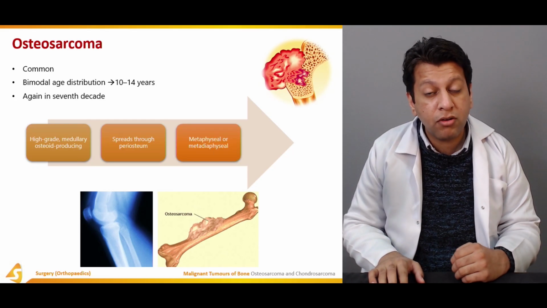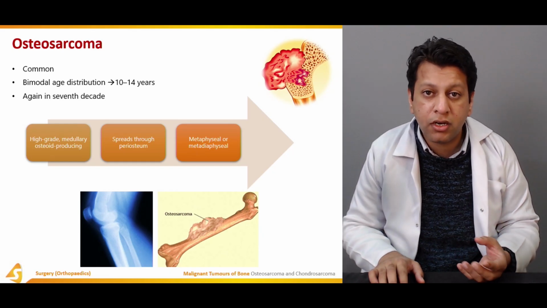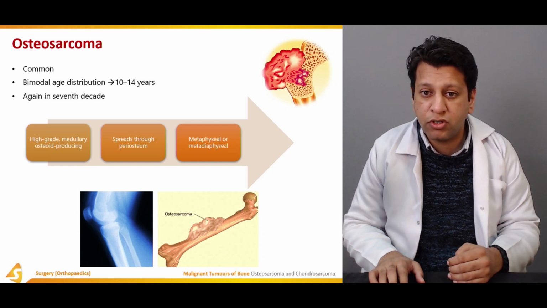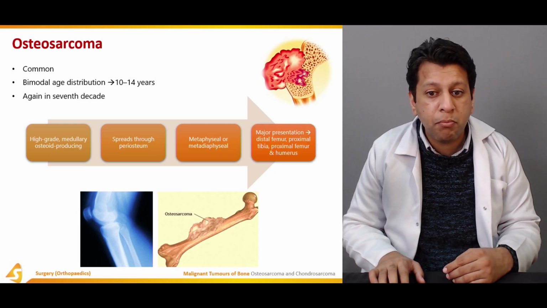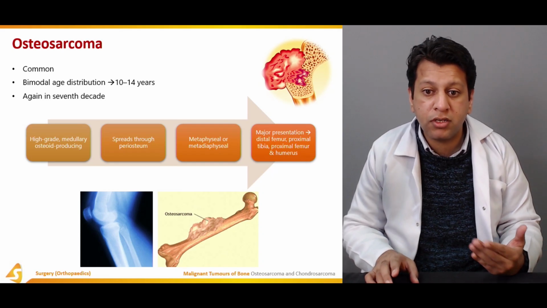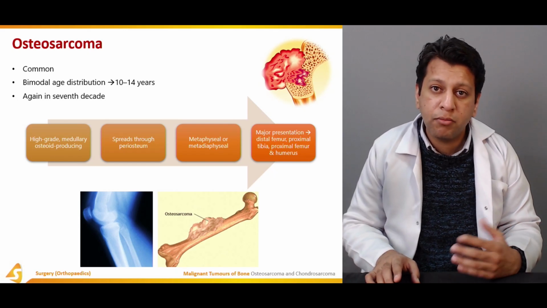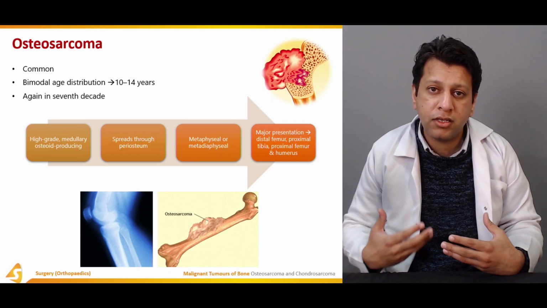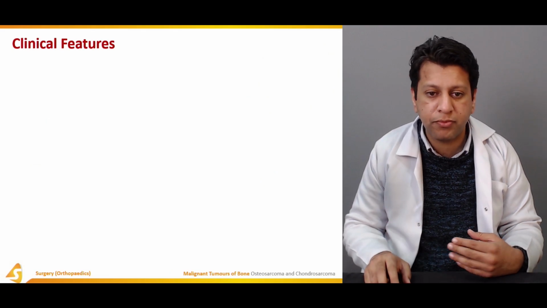Most of the time it's metaphyseal, but it can be diaphyseal or even epiphyseal as well. Less than 1% are epiphyseal tumors, which are very rare, but they can be osteosarcoma as well. The most common area is the knee, that is the distal femur, then comes the proximal tibia, then the proximal femur, and later the proximal humerus. It is most commonly found around the knee, that is the distal femur and proximal tibia.